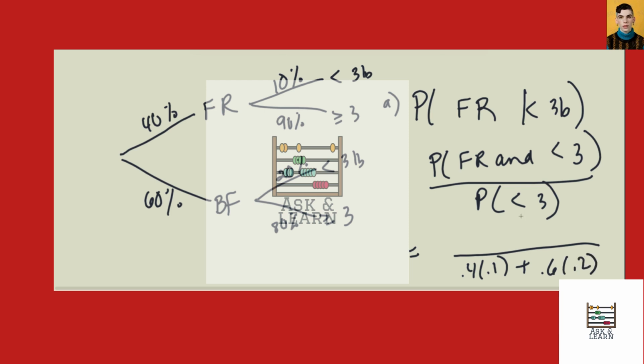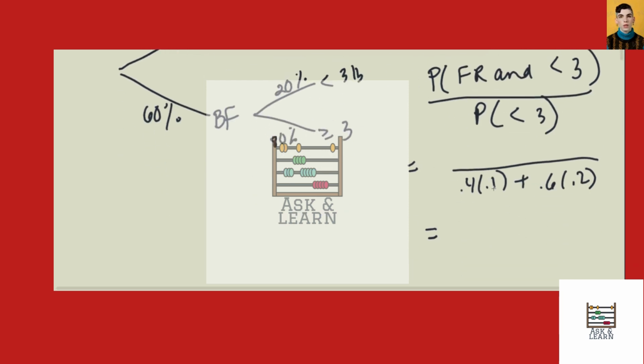And so that probability, 0.4 times 0.1 plus 0.6 times 0.2, comes out to be 0.16. And the part of that that is the intersection, or that comes from the free range, is this 0.04. So we would have a 1/4 chance, or a 25% chance, that it came from the free range farm.